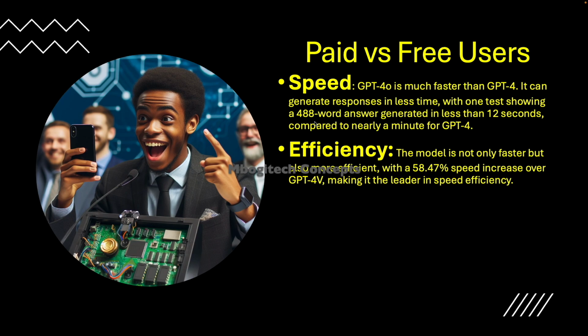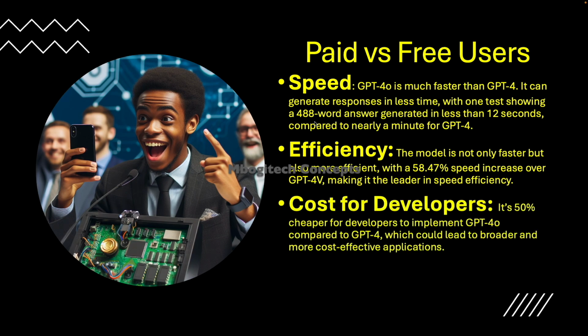Efficiency. The model is not only faster but also more efficient, with a 58.47% speed increase over the GPT-4 version. Amazing. Making it the leader in speed efficiency. Like I said before, the level of intelligence is the same as GPT-4, but 58% faster is too much. Oh my goodness, this is so exciting. It's too much. It's more than half. Oh wow, interesting.